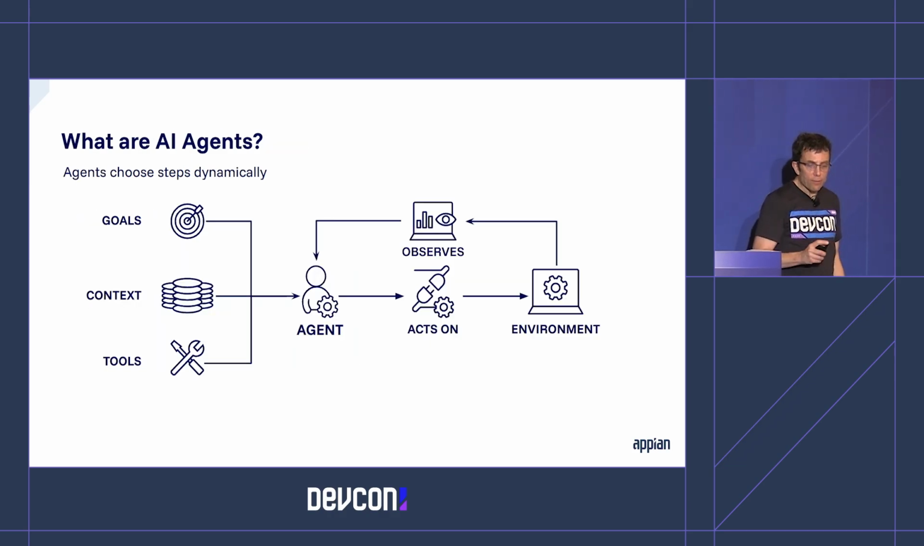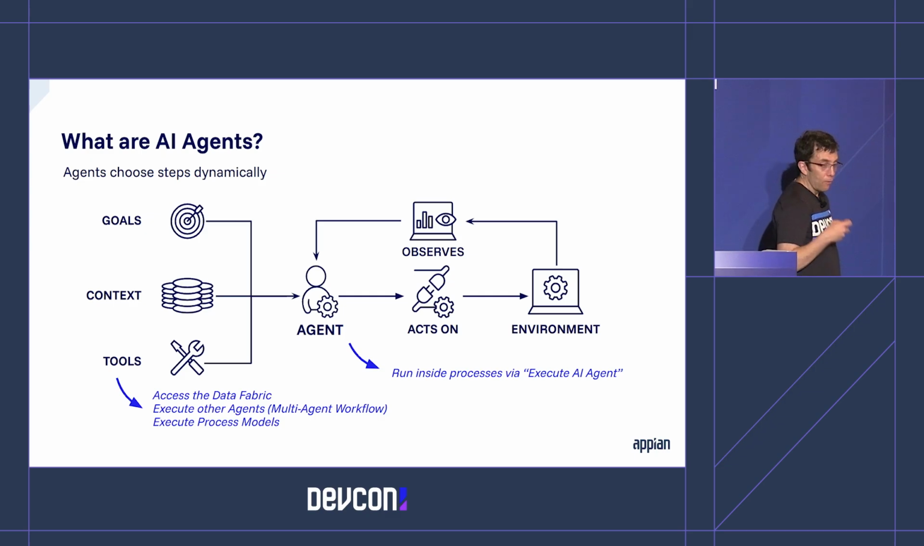So let's level set on what the definition is for AI agents. So with AI agents, you have a set of goals, and then you have instructions for accomplishing those goals. And then you're going to have context, and you're going to have data. So with Appian, that's going to be the data fabric. And then you're also going to have tools that will help you accomplish those goals. And again, in Appian, those tools can be process models, those tools can be other agents, those tools can be web services. So there's a large amount of tools available in Appian for you to use with your agents.